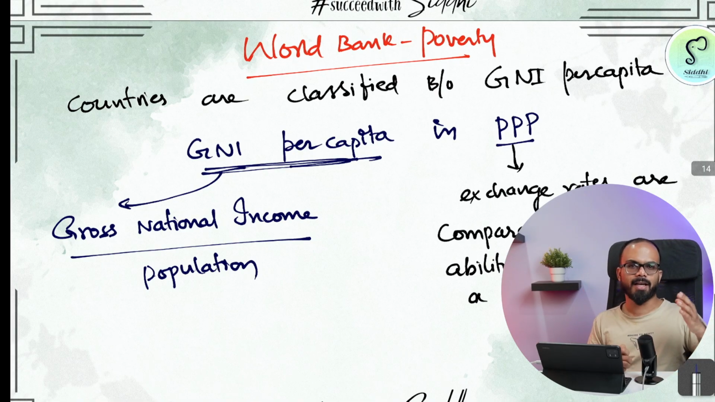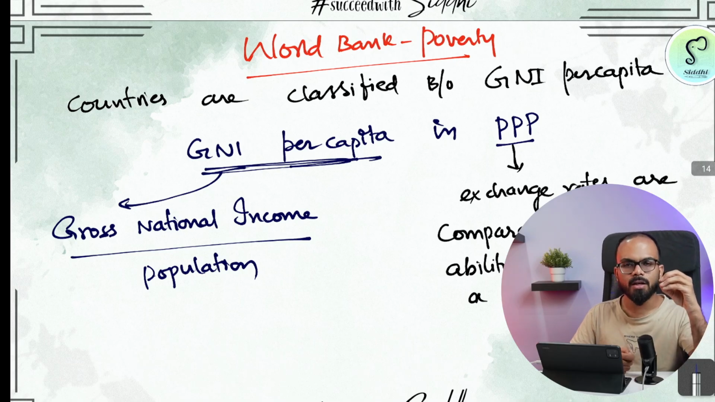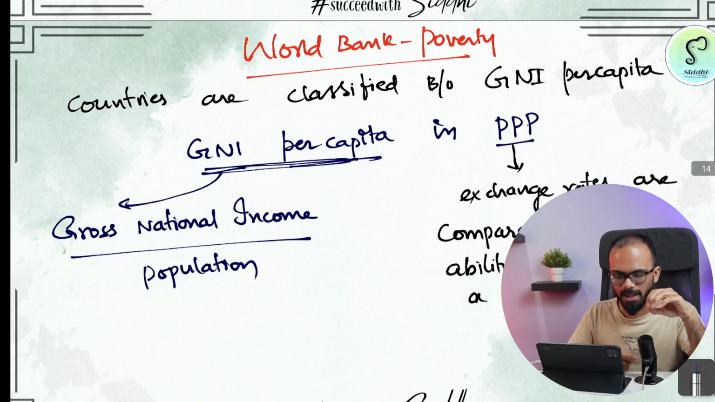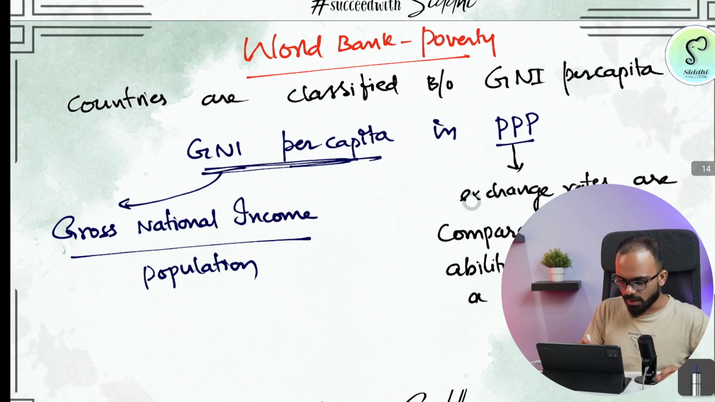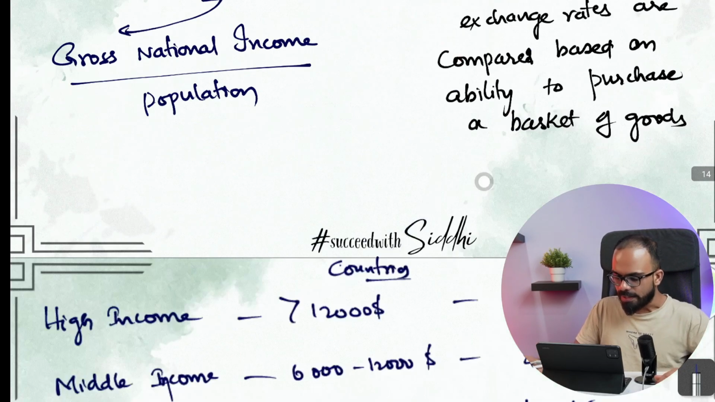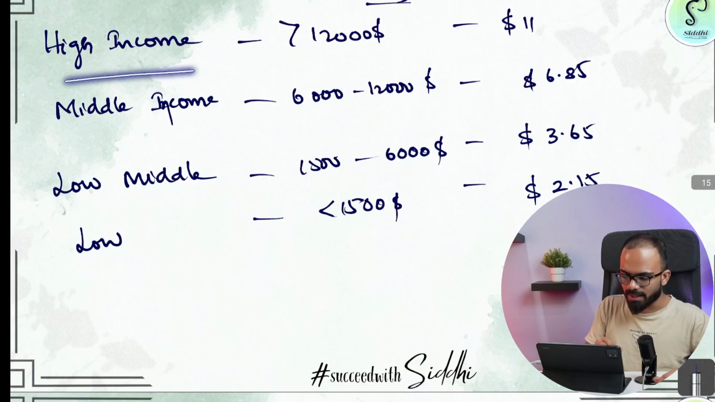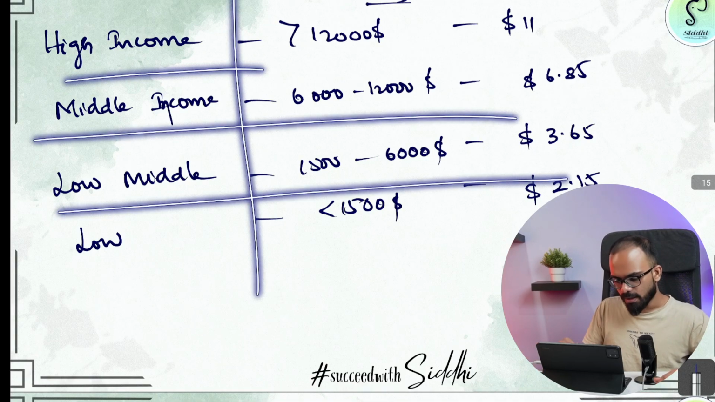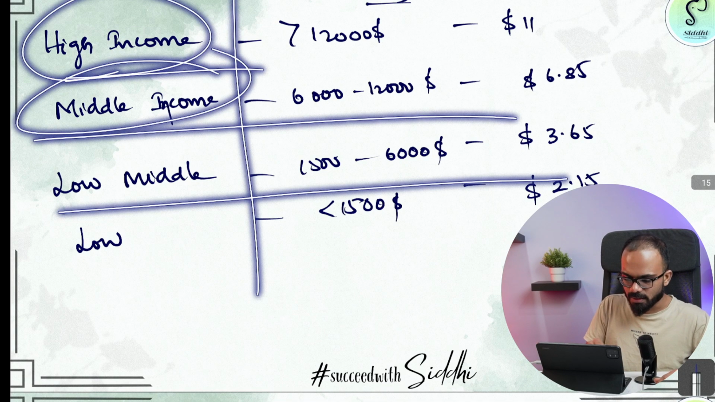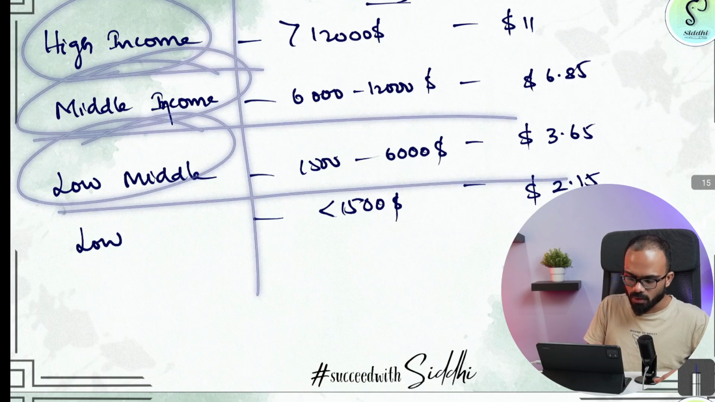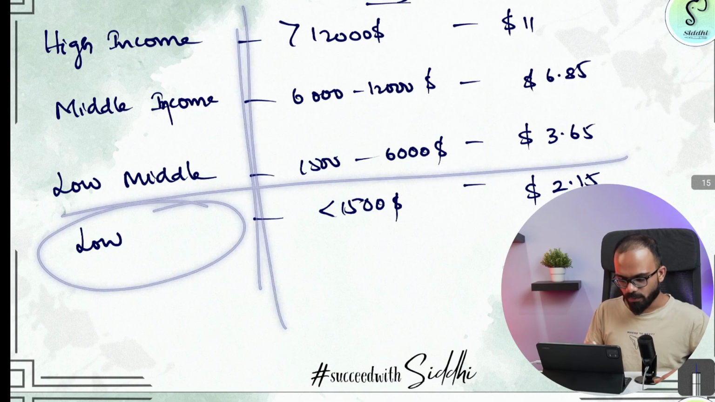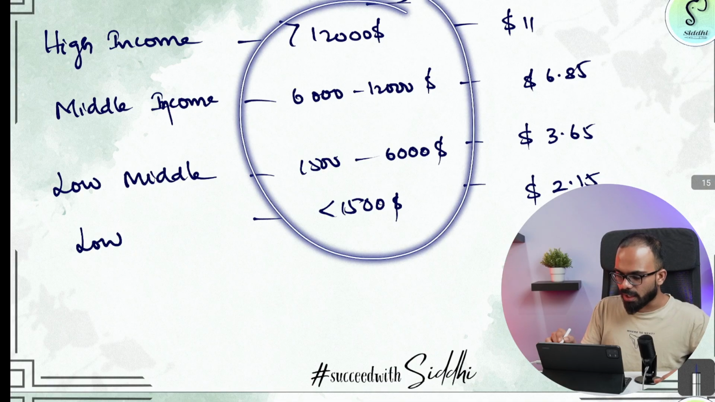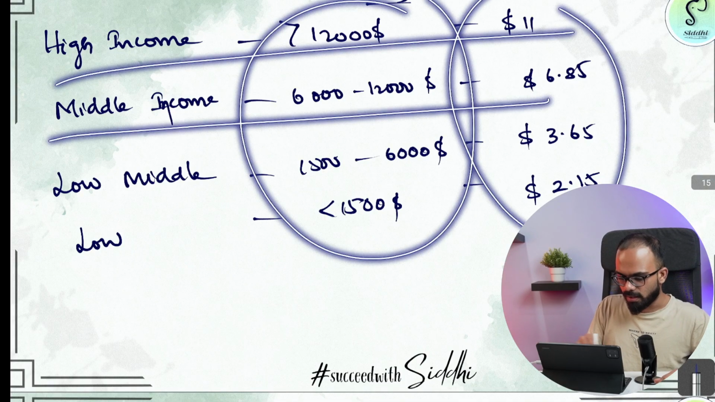Now, the World Bank classifies countries based on their gross national income per capita, that is, the overall income of the country's nationals divided by the population of the country. That is called gross national income per capita. And based on this, countries are divided into four different categories. One is high income country, second is middle income country, third is low middle income country, and fourth is below poverty line or extremely low. These values are determined for each different country.